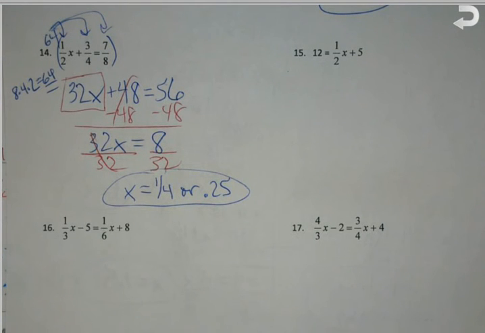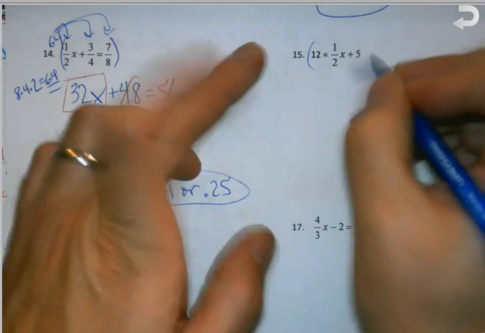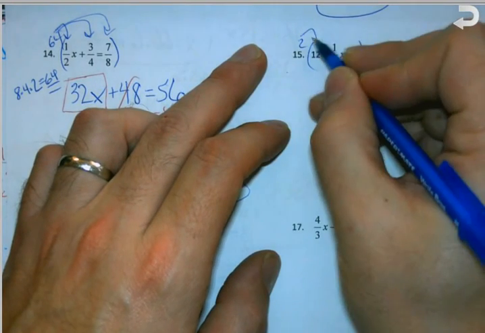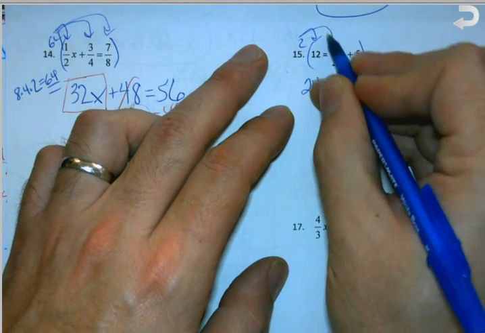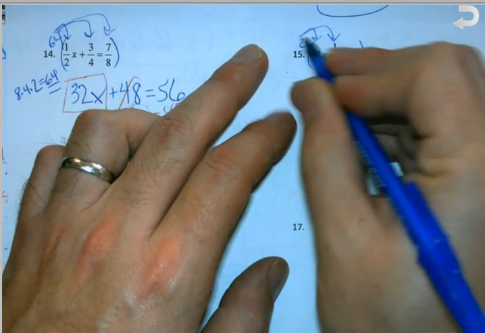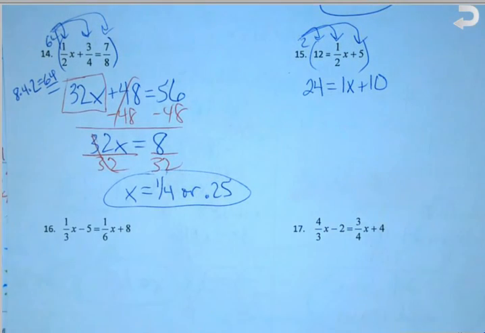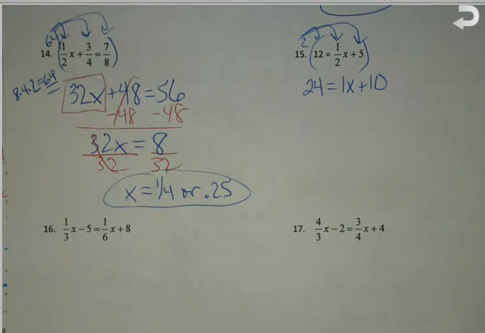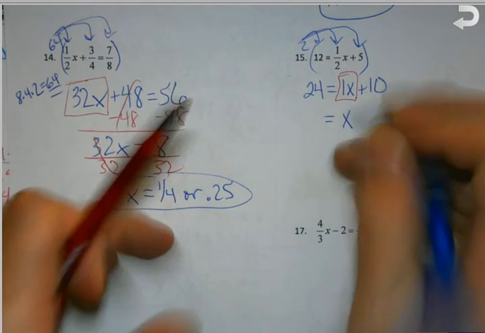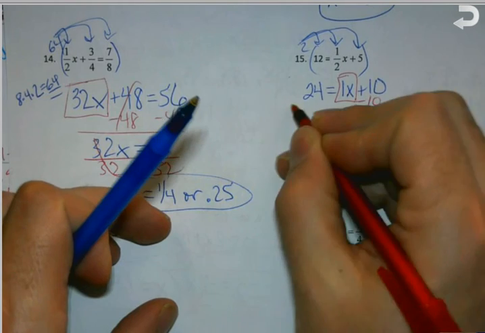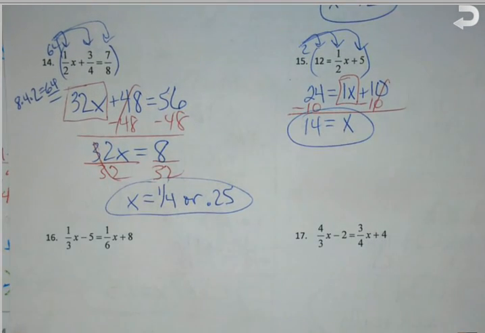What are we multiplying through by on 15? Just 2. I only have one number in the denominator, so we're going to multiply everything here by 2. This could really just be my one and only step, because 1x is really just x. So if I minus the 10, I'll get my 14, and I'm good.